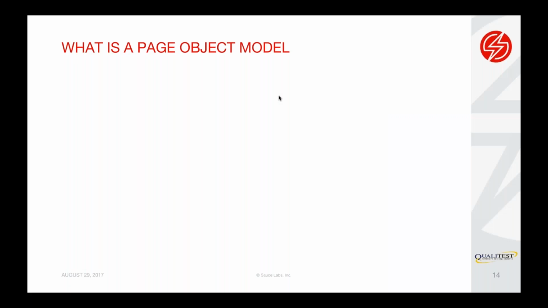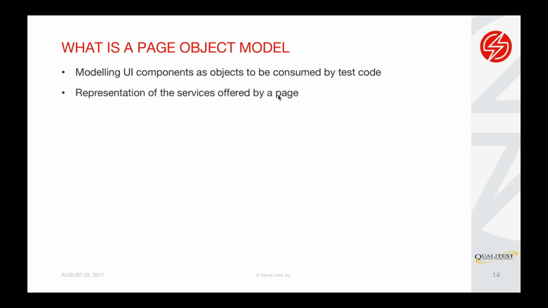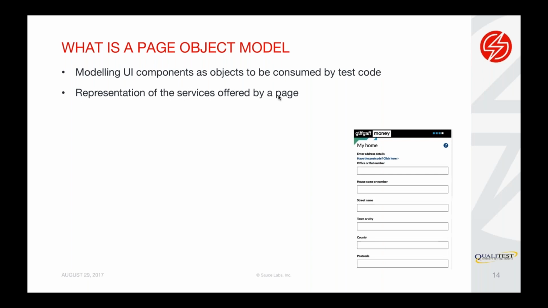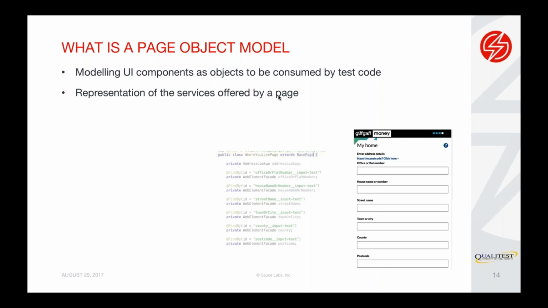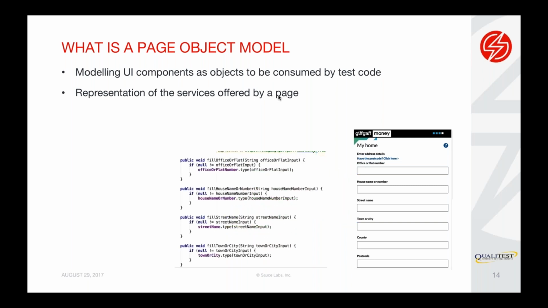To begin with, I will introduce the page object model. Page object model is for modeling all UI components as objects to be consumed by test code, and a representation of the services offered by a page, such as click on a button or set text in an edit box. For example, for this page, there is a page object class, and each element represents a single item on the page. Also, we can see the services offered by the page, such as filling the different fields.